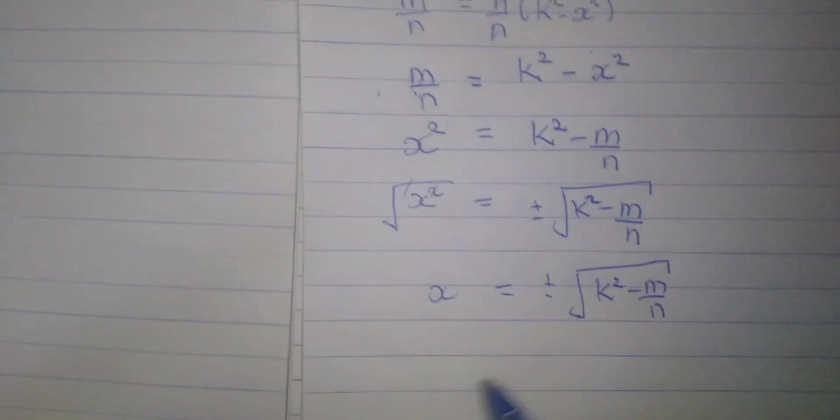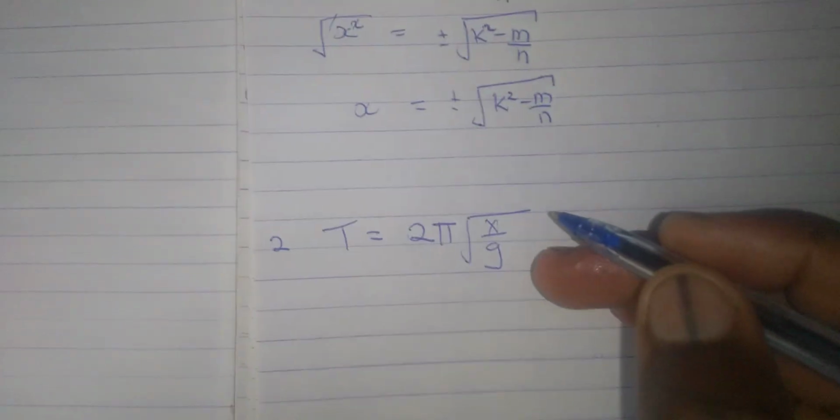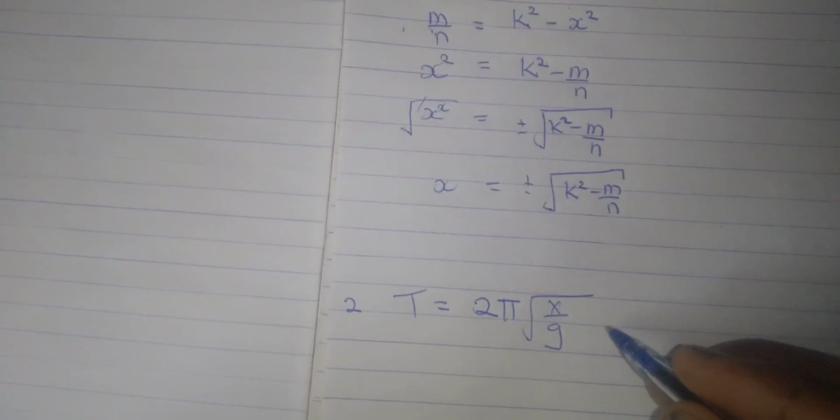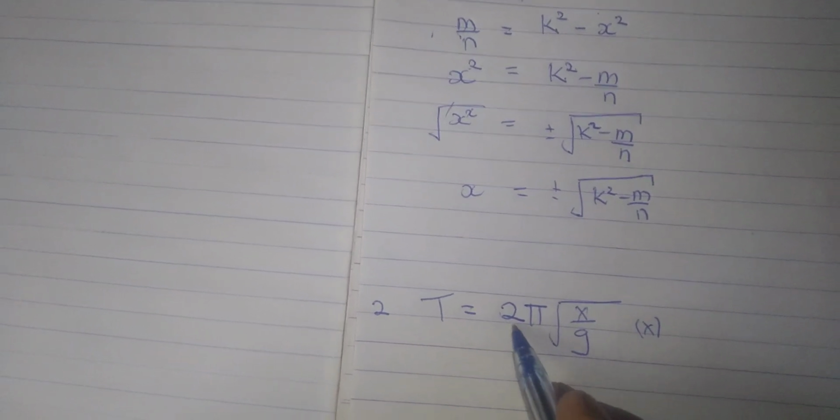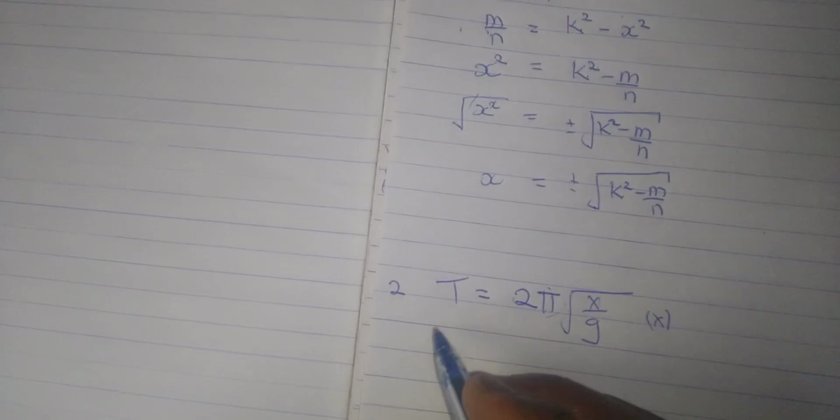So looking at another example, example 2, where we're given that t equals 2 pi root of x over g. So they want us here to make x the subject. So what shall we do? First of all, remove this. How? Dividing it both sides.